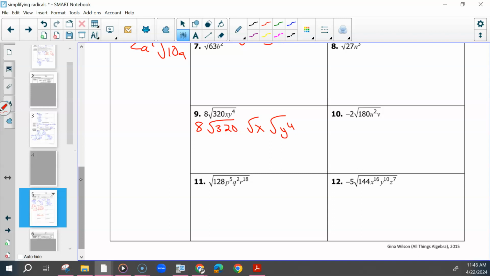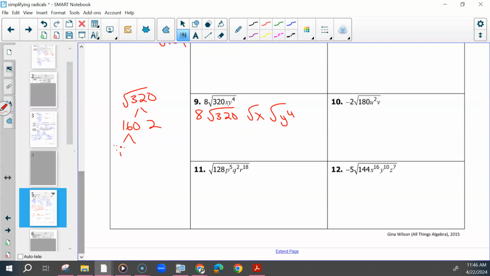320 times 1. Not using 1 though. 160 and 2. Okay, we could break it down. We need 2 factors of 160. 40 or what? 40. For this. 40 and 40. And then factors of each one. 8, 5, 10, 20. We could do either or, sure.